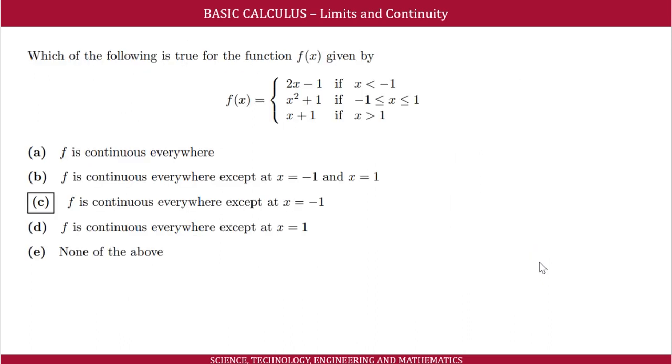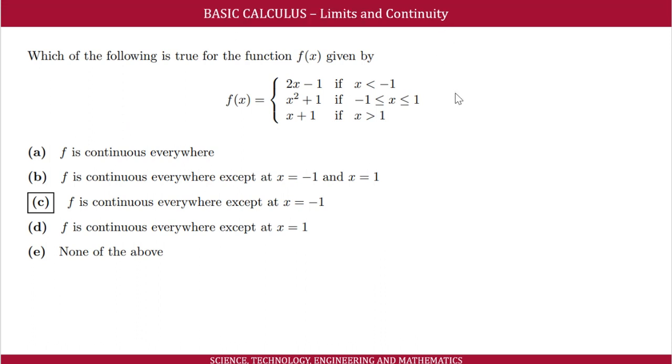Okay, next one. Which of the following is true for the function f of x given by x minus 1 if x is less than negative 1, x squared plus 1 if x is greater than or equal to negative 1 but less than or equal to 1, and x plus 1 if x is greater than 1? A, f is continuous everywhere. B, f is continuous everywhere except negative 1 and 1. C, f is continuous everywhere except negative 1. D, f is continuous everywhere except x equals 1, and E, none of the above. The answer here is C, so I am going to show you why it is C.